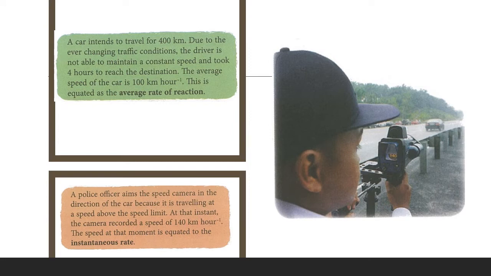Instantaneous rate of reaction. Situation: a police official aims the speed camera in the direction of the car because it is traveling at a speed above the speed limit. At that instant, the camera recorded a speed of 140 km per hour. So the speed at the moment is equated to the instantaneous rate of reaction.